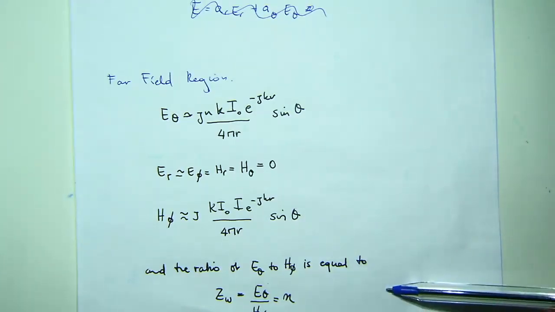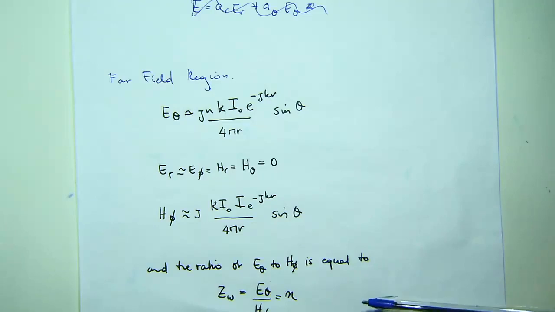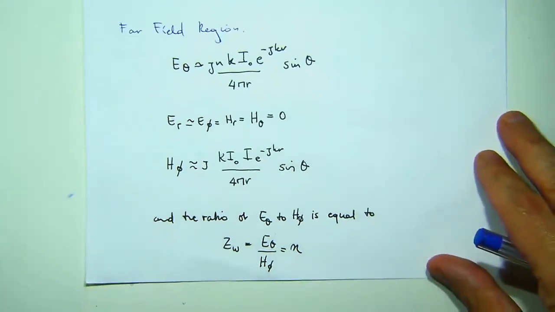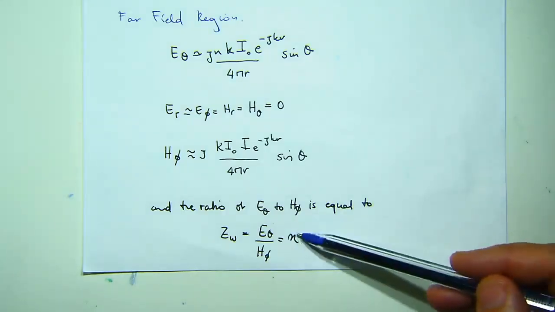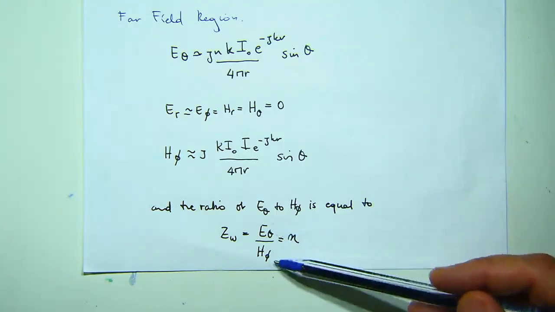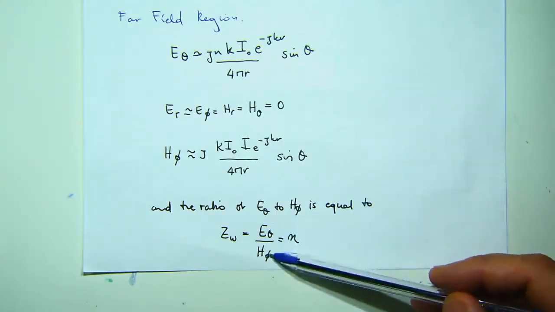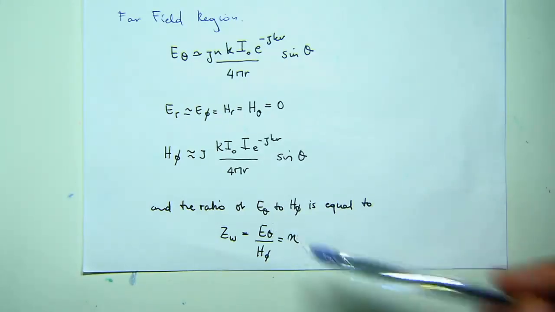Importantly, to reiterate what we found in the past: if you're told the electric field in the far field, whether by regulators or by a pesky academic writing an exam question for you, you can always work out what the magnetic field is. There's a relationship between the two: E_theta on H_phi. It's a TEM wave, so these two have to be perpendicular to each other, and the ratio between the electric field and the magnetic field is equal to the wave impedance.